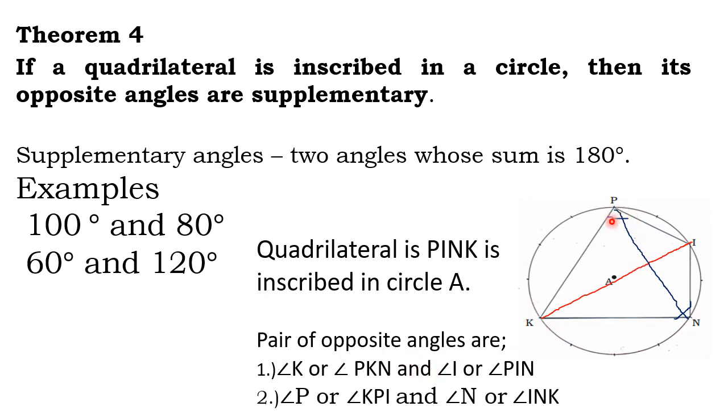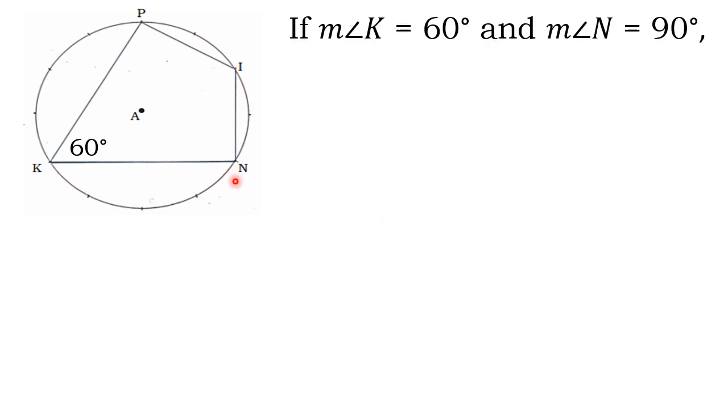So the sum of the two angles, angle P and angle N, is 180, while the sum also of angle K and angle I is also 180 degrees. Now, if measure of angle K is 60 degrees and measure of angle N is 90 degrees, find measure of angle I and measure of angle P.